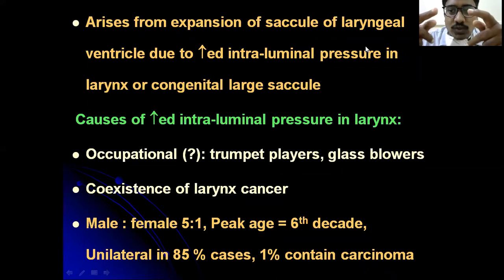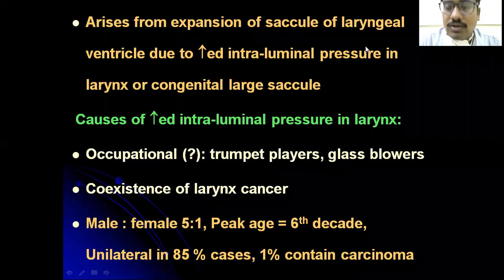So this space, which is not covered by any membrane, is called the saccule or ventricle. Outpouching of the mucous membrane from this space is called a laryngocele. What is a laryngocele? A laryngocele is because of increased pressure in the larynx.